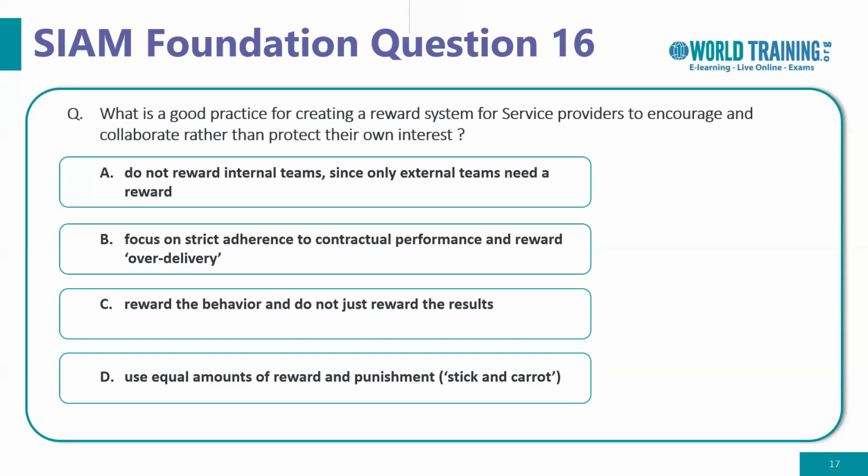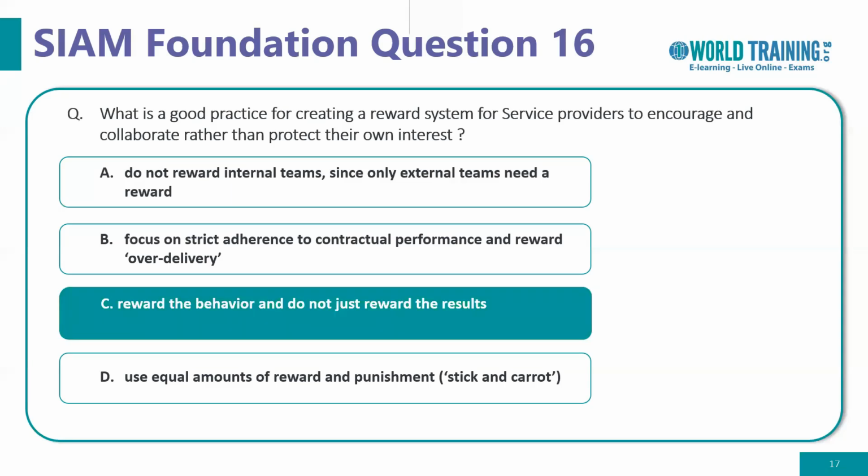Delta: use equal amounts of reward and punishment. Again, this is not correct. I think the answer could be Charlie.